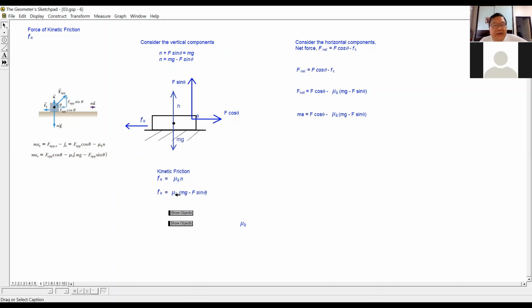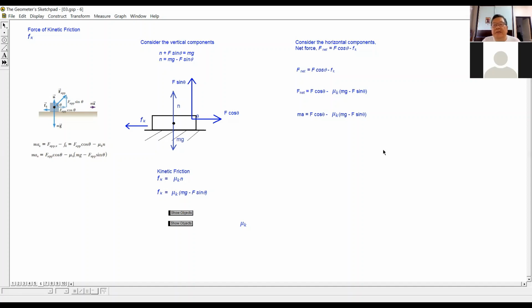So I use this Fk and substitute it into this equation here. What is it now? The net force is F cos theta minus Fk, which is now F cos theta minus mu k multiplied by mg minus F sine theta, which is the normal reaction.